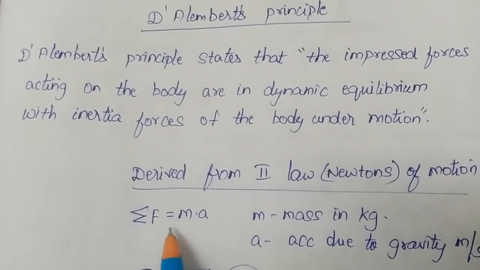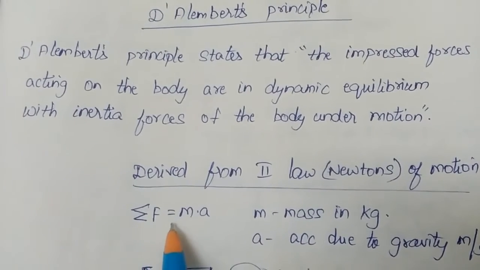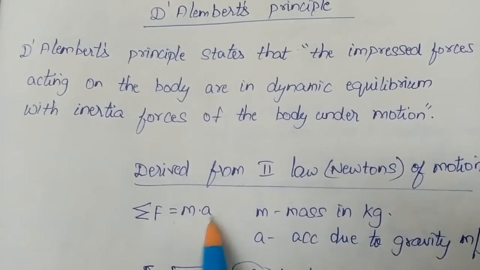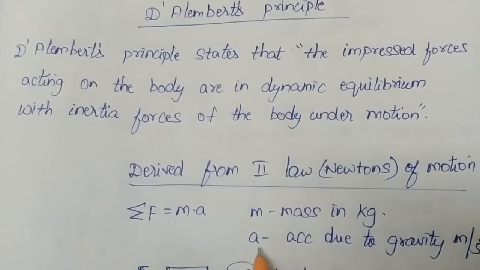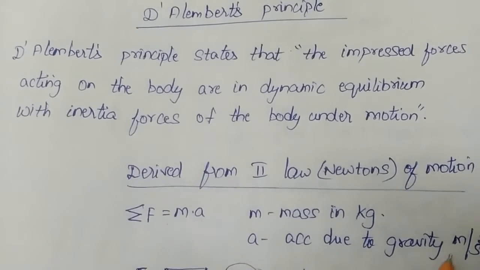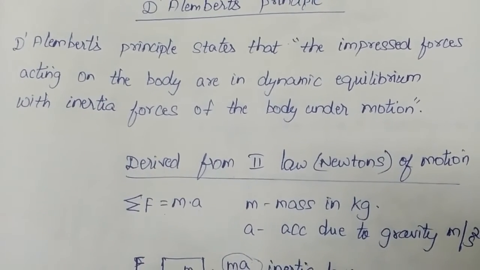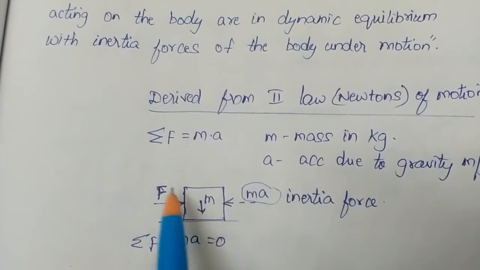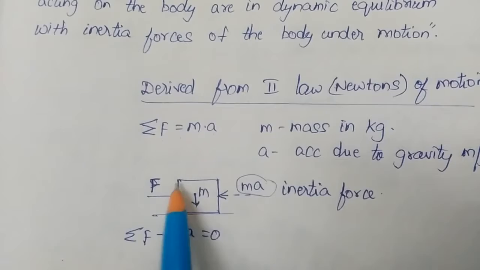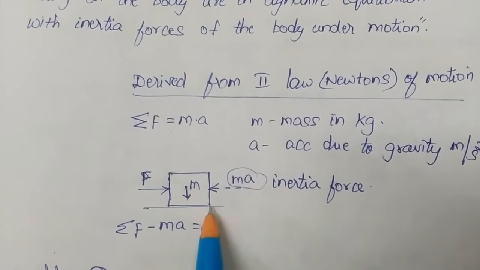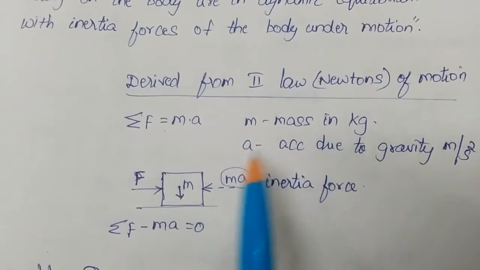Newton's second law of motion states that the summation of the forces is equal to mass into acceleration, where mass is expressed in kilogram and acceleration a is expressed in meter per second square. So here let us consider how D'Alembert's principle has been derived. This is a simple modification of Newton's second law of motion.